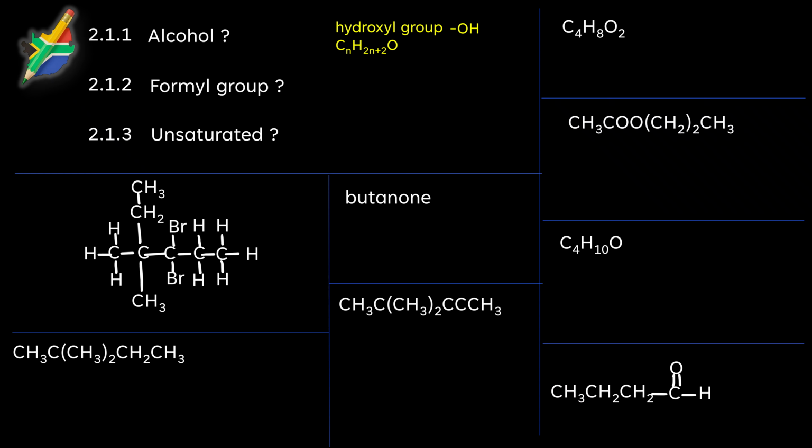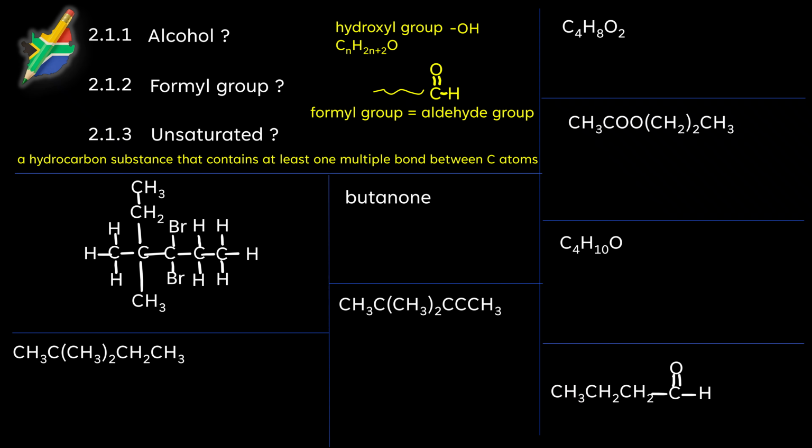Alcohols have the general formula CnH2n+2O. Compounds that have a formyl group are known as aldehydes. They have a carbonyl group near the end of the molecule, and to this is attached a hydrogen. An unsaturated compound refers to a hydrocarbon substance which contains at least one multiple bond between carbon atoms, that is, a double or triple carbon-carbon bond.